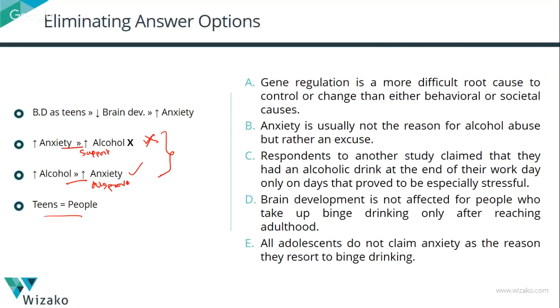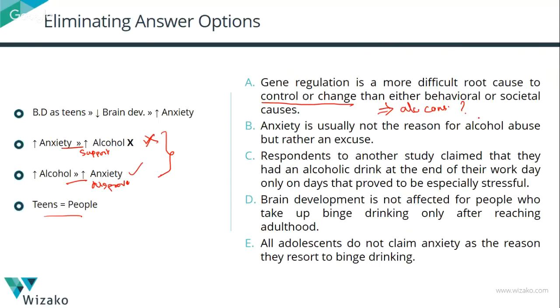Gene regulation is a more difficult root cause to control or change than either behavioral or societal causes. Now, this gene regulation is more difficult to control than either behavioral or societal causes. So, for one thing, it's talking about controlling or changing it, right? We've not talked about whether you need to control or change it. We've only talked about what leads to alcohol consumption. And whether any of these causes, how they contribute to alcohol consumption, has not been discussed in the argument at all.